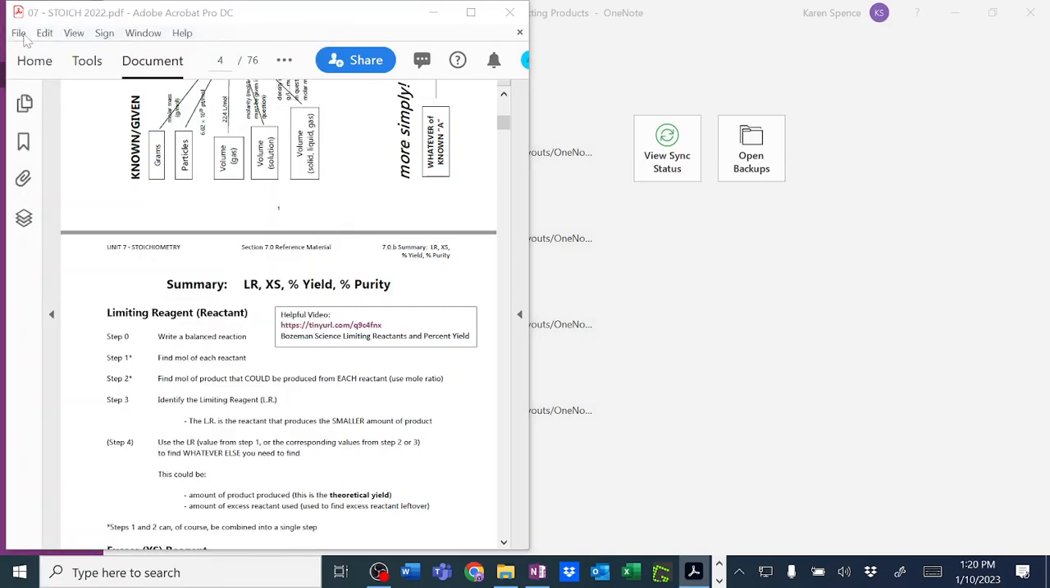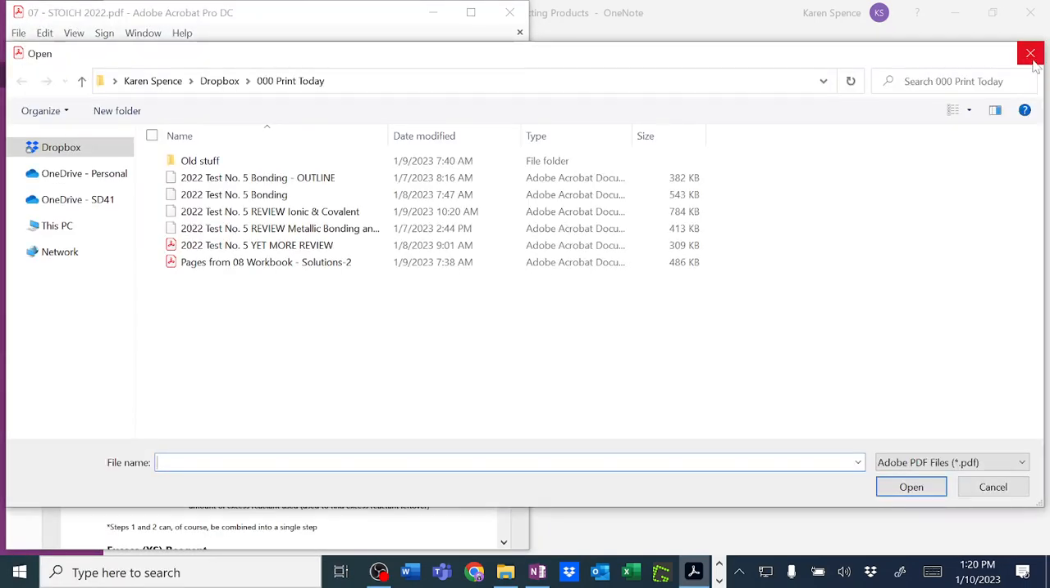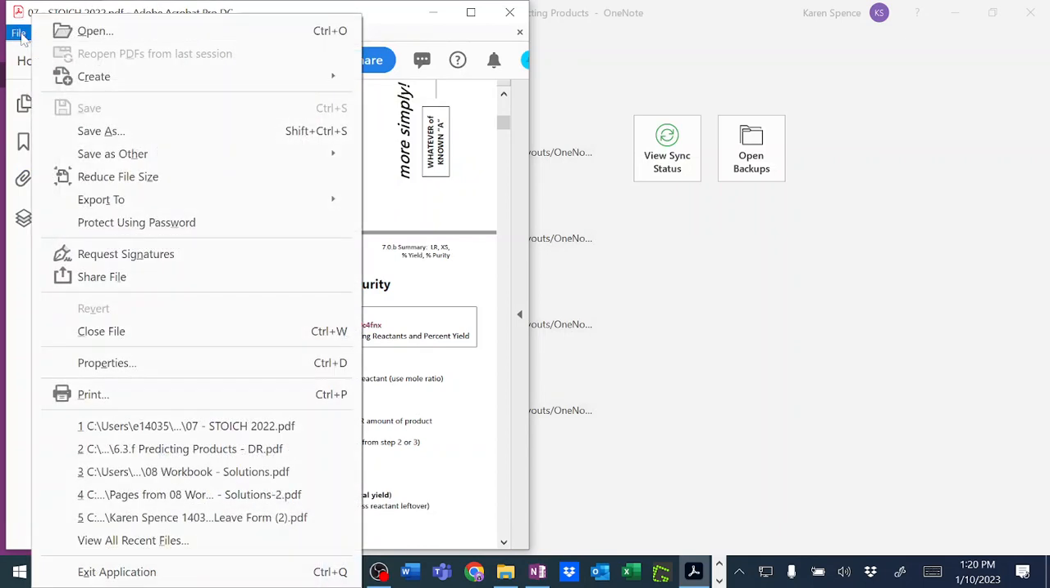No, I don't want to edit file. Oh my god. File, print.